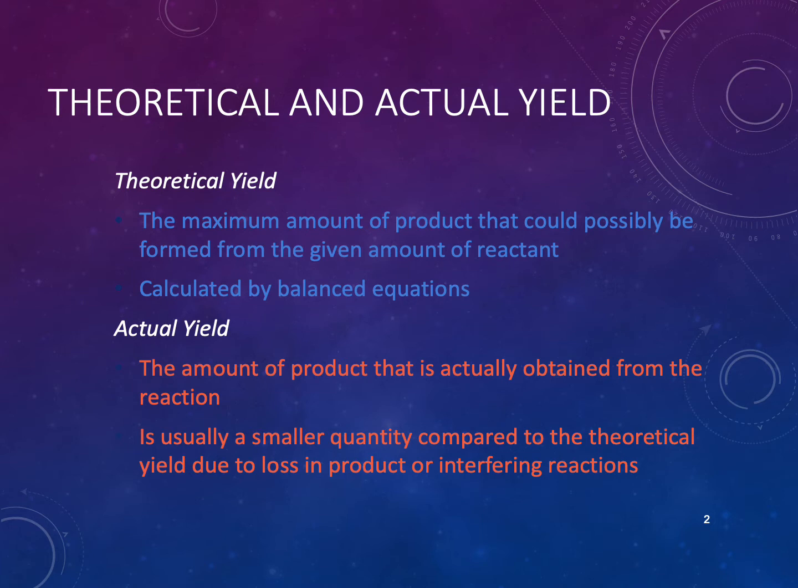So first, to do some review of theoretical and actual yield. Theoretical yield is the maximum amount of product that could possibly be formed from the given amount of reactant, and it is calculated by balanced equations. And the actual yield is the amount of product that is actually obtained from the reaction, and it is usually a smaller quantity compared to the theoretical yield due to loss in product or interfering reactions.